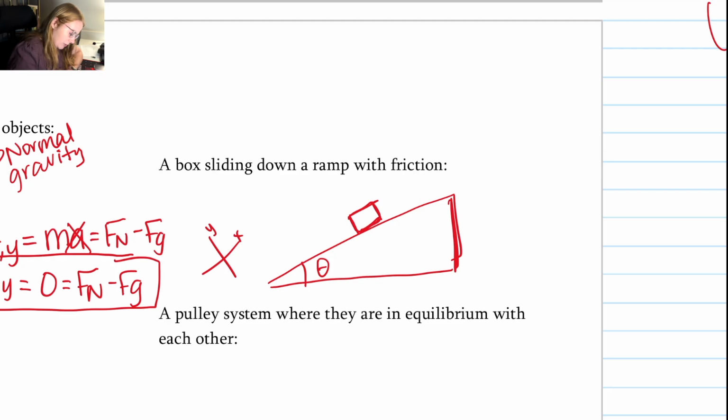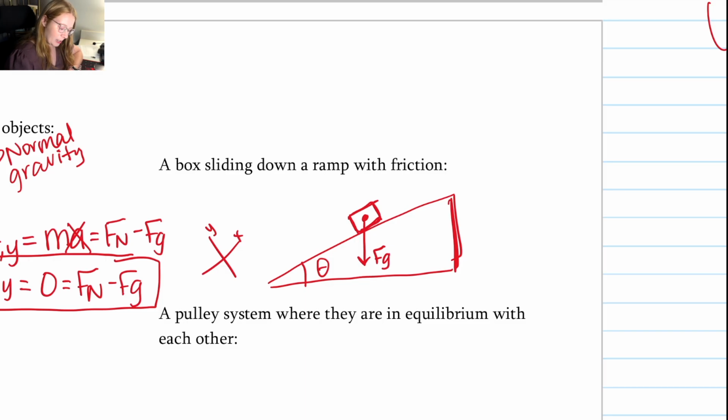Let's look at this box. So on the box, you just have to think about the force of gravity. The force of gravity comes from the Earth. And the force of gravity pulls you towards the Earth's surface. And so even though we're at an angle on the ramp, the force of gravity should not be at an angle. The force of gravity is going to point straight down towards the Earth's surface.